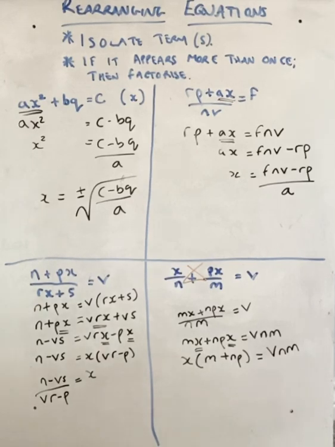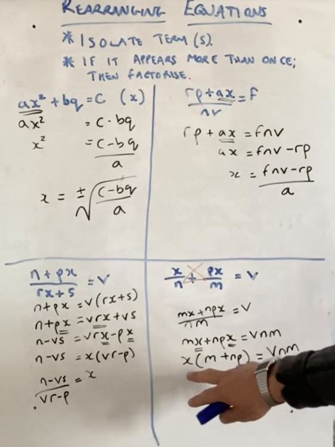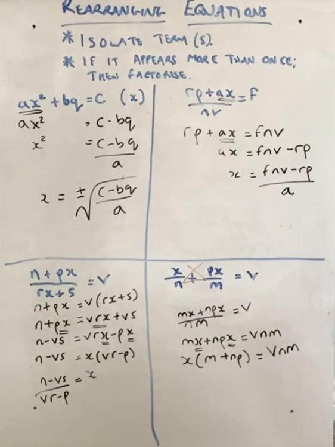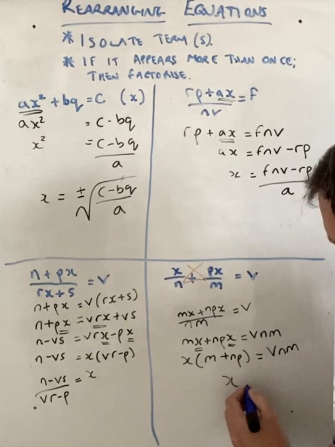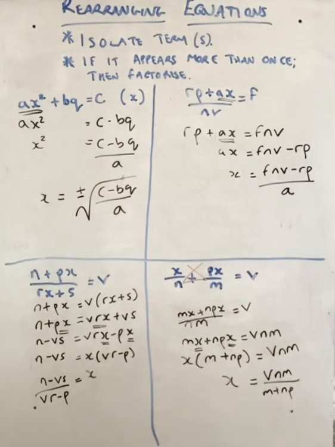And now you can see I've got my single term of x. I've got my two terms as the common factor multiplied by x, and so I'm going to escalate that common factor down. So x equals vnm over m plus np. And what we've got there is we've got an answer which is just a single fraction. There's no fractions inside fractions. It's not ugly mathematics. It's a very pretty solution for x in terms of the other variables. Okay.